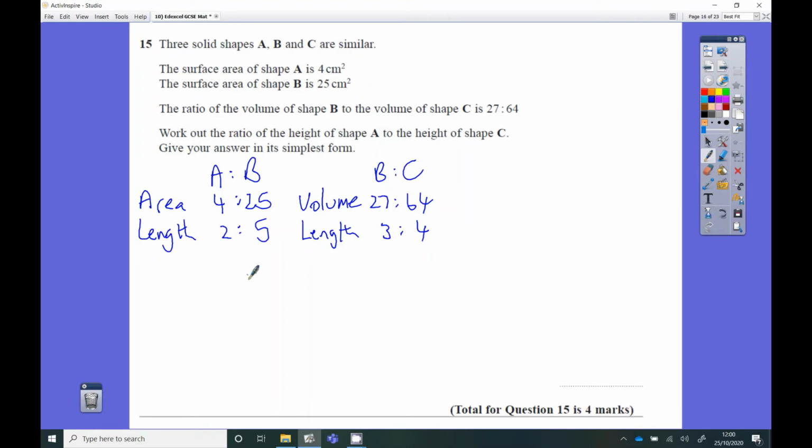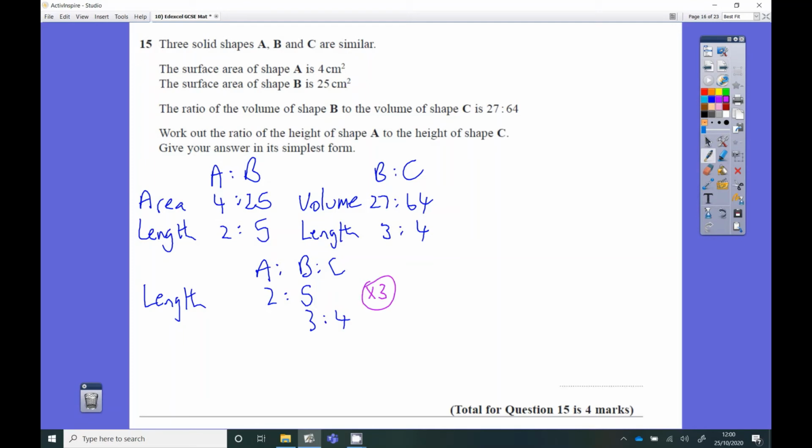So let's just compare across the board. A to B to C, and these are all length ratios. So A to B is 2 to 5 and B to C is 3 to 4. Now we want to be able to compare across the board, so really we want that B ratio to be the same share. So why don't we take the first one and multiply by 3 and the second one and multiply by 5? That would give us 15 in the middle for both.